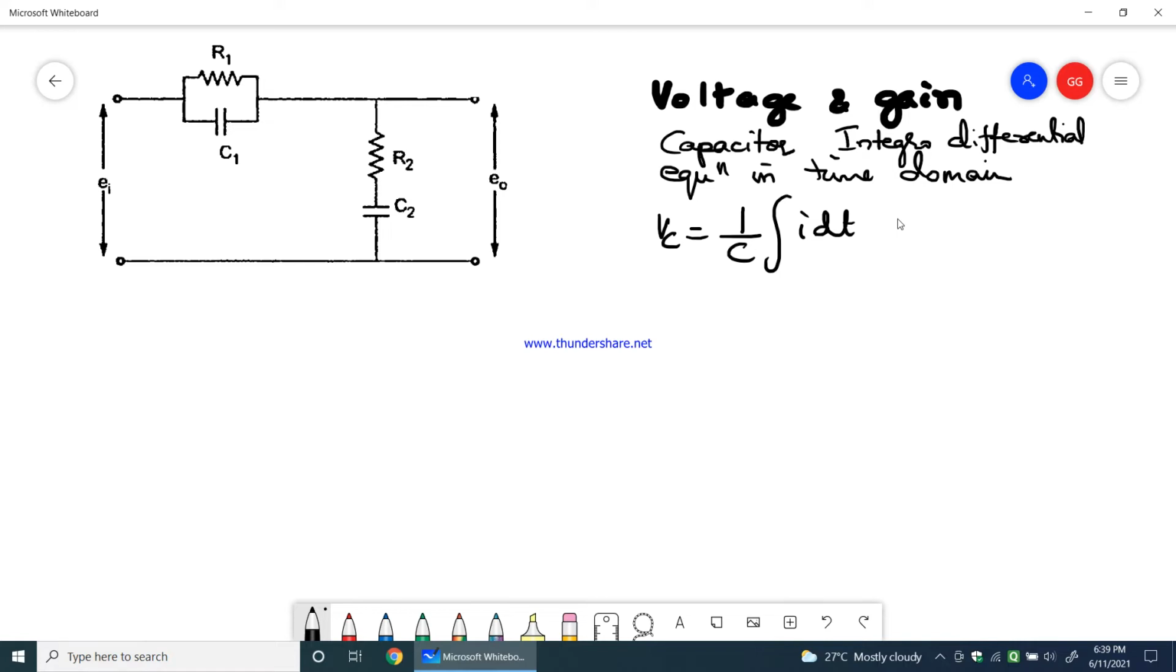Whereas the current through the capacitor is C into dVc by dt. So capacitance multiplied by the time rate of change of voltage gives you the current through the capacitor. Writing in time domain would be a very difficult task, because finding the solution for this integral differential equation in time domain would be very difficult.